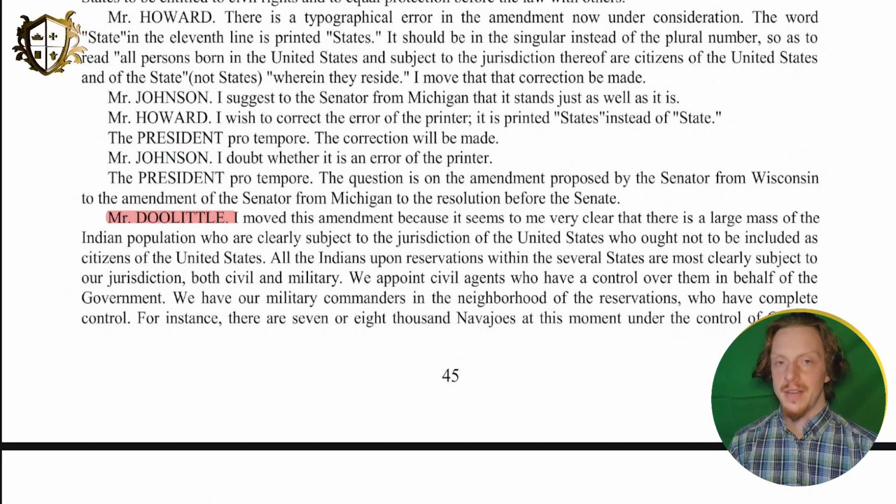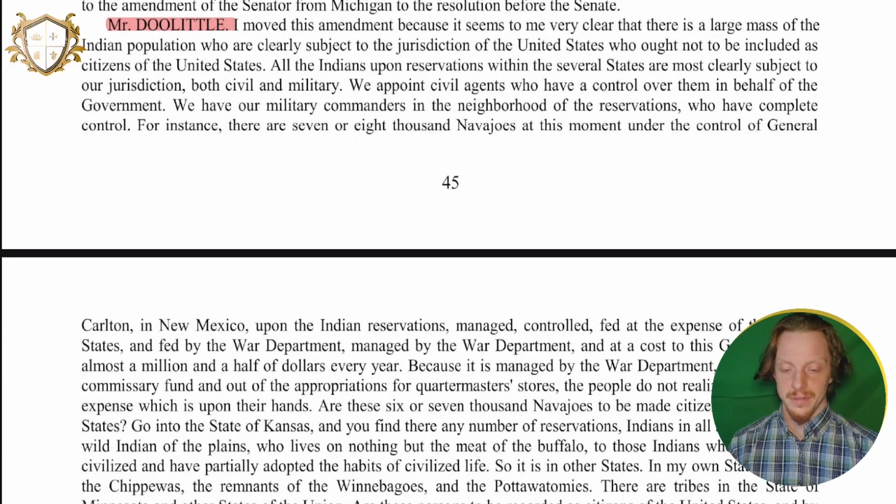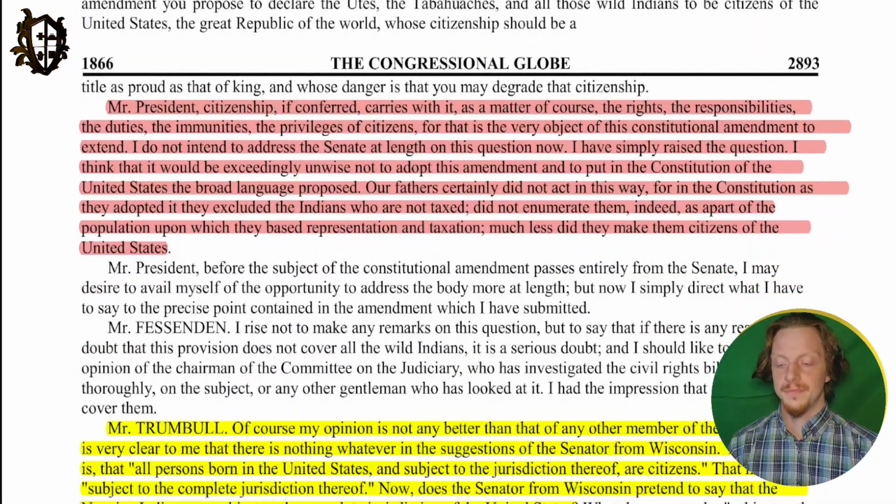We'll scroll down a little bit further, coming back to Mr. Doolittle, because he makes a couple of clarifications. He makes his opening statement requesting time. He says, Mr. President, citizenship, if conferred, carries with it as a matter of course the rights, the responsibilities, the duties, the immunities, the privileges of citizens. Most of that is correct except for rights.